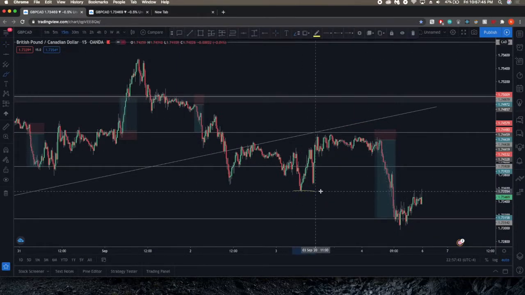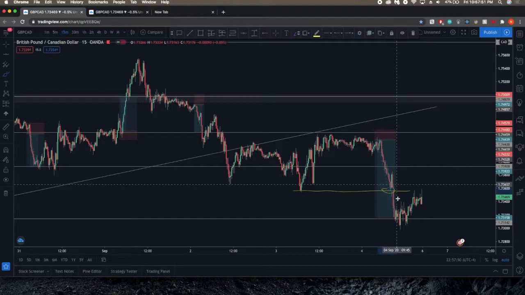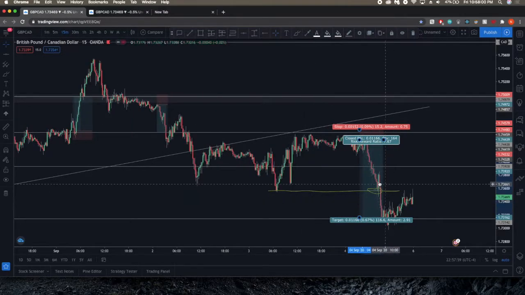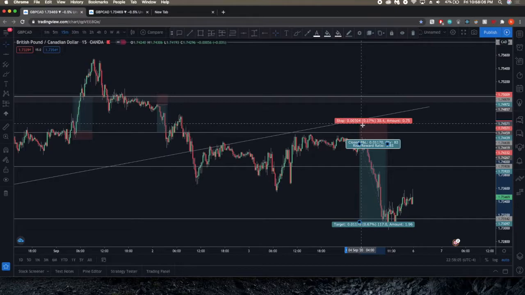Take partials off at this level, right? We saw a reaction here. You see that candle bounce out. So take partials off there, which is 75 pips, and then let the runners run, and you'd get an extra 50 pips off that basically. But yeah, that's GBPCAD. So we saw 4 good moves.